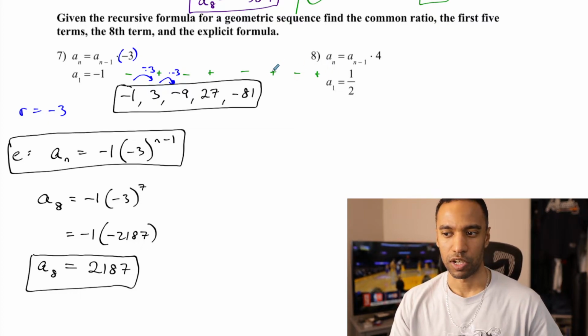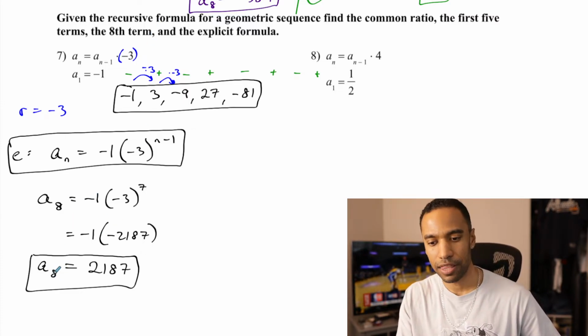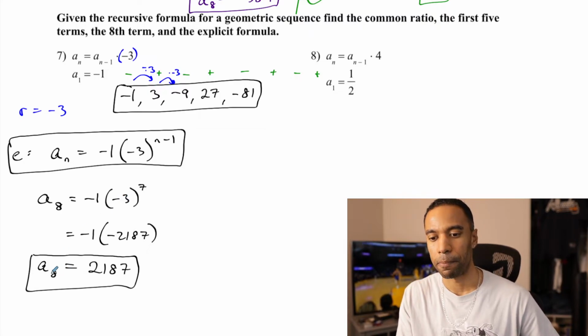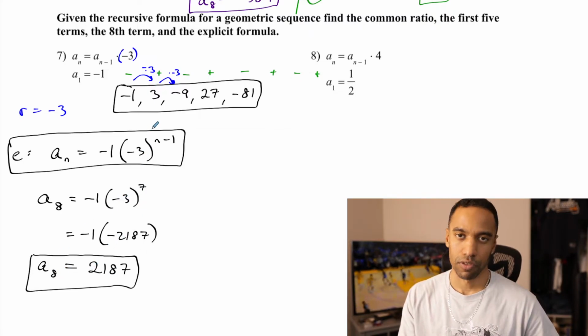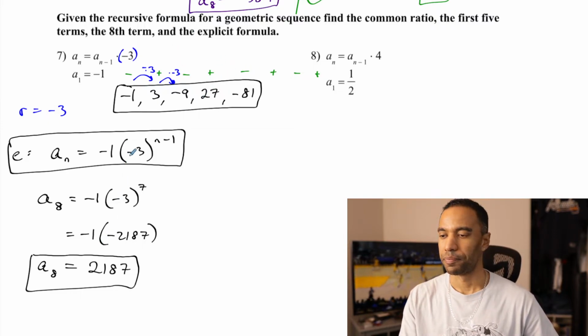Okay, the eighth term is positive. Every even term in this sequence is positive. The eighth term, I know we raised to the seventh power, because that's how many times you multiplied by -3. But the eighth term is positive, so we're in agreement on that. Okay, that worked out. And I think that's all we needed.